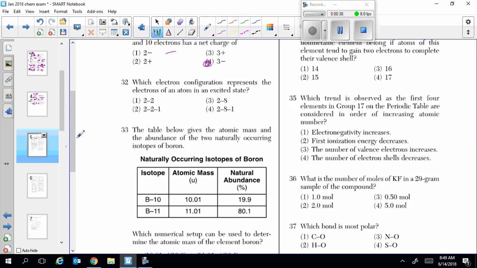Which electron configuration represents the electrons of an atom in an excited state? So first of all, 3 of these choices are going to be ground state, which means I can look them up on the periodic table. 2,2 is on the table. 2,8 is on the table. 2,8,1 is on the table. 2,2,1 is not on the table because something has moved out. It used to be 2,3, and now an electron has moved to an excited state.